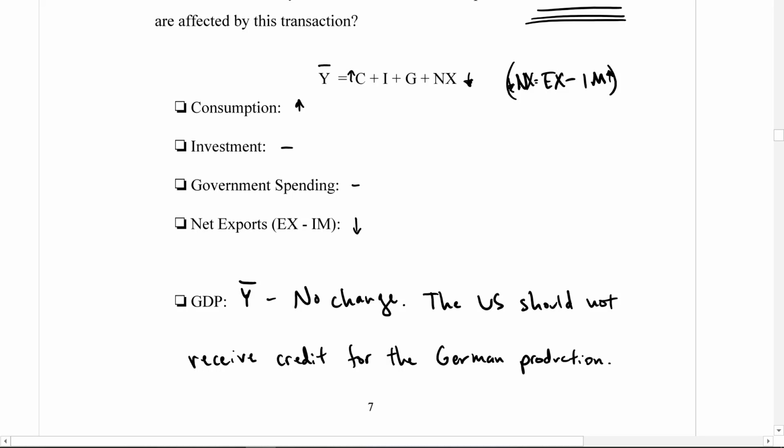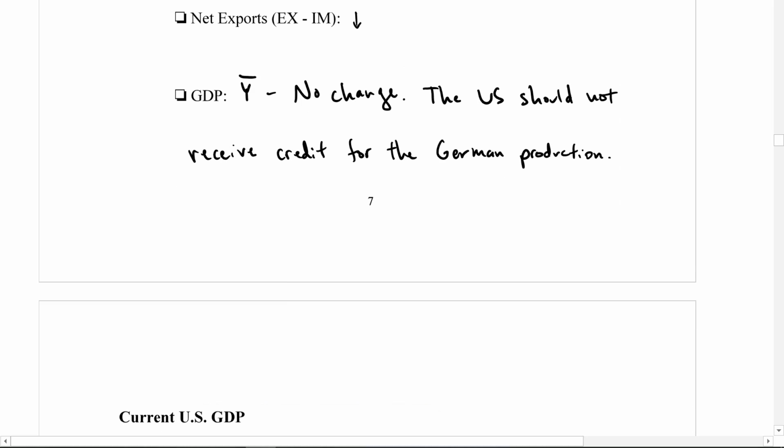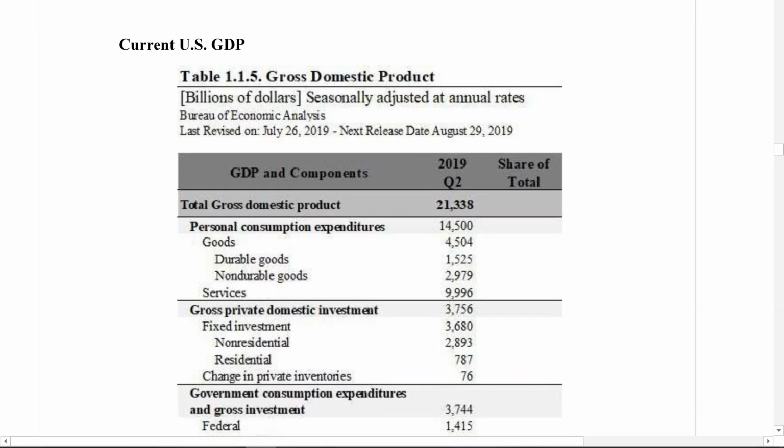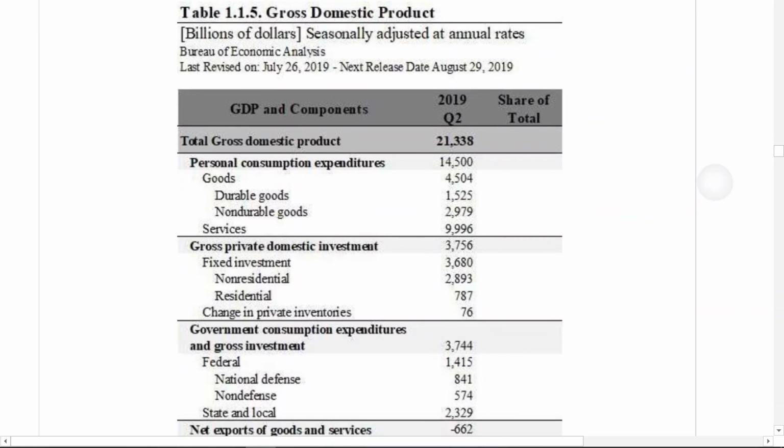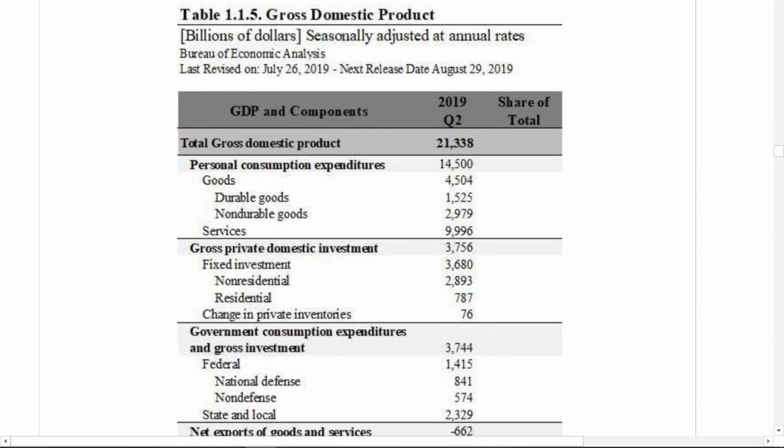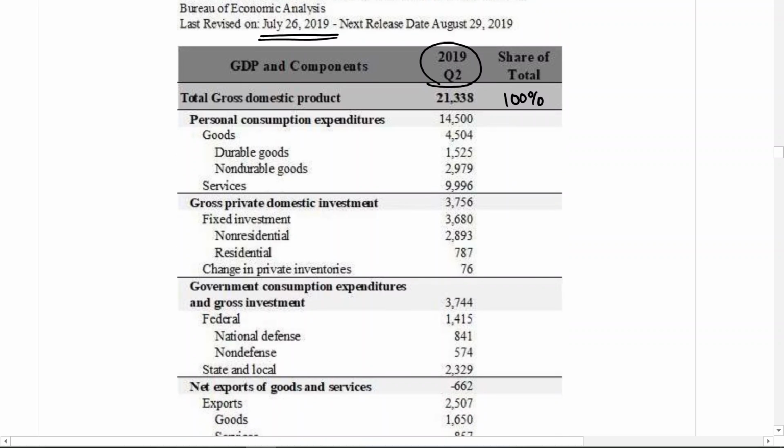Okay. So let's move to the next page where we're actually going to see some GDP from 2019. So this is July 26th, 2019, quarter two GDP. The total GDP is up here in the gray. That's 100% of everything. And then you can look through here.